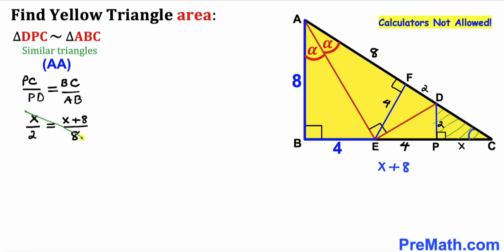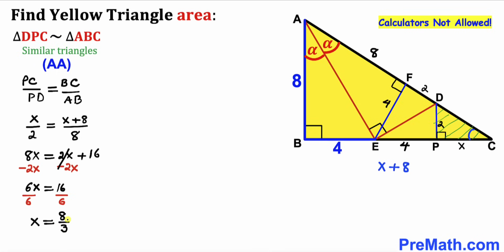And now let's go ahead and cross multiply. So therefore, we are going to have 8x equals 2x plus 16. Let me go ahead and subtract 2x from both sides. This is gone. So therefore 6x turns out to be 16. Let's divide both sides by 6 to isolate x. So therefore our x value turns out to be 8 divided by 3 units. So therefore our PC length, which is x, turns out to be 8 divided by 3 units.